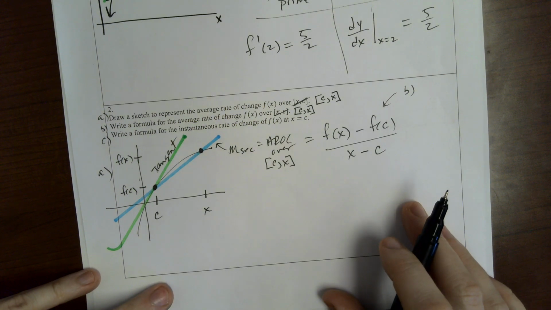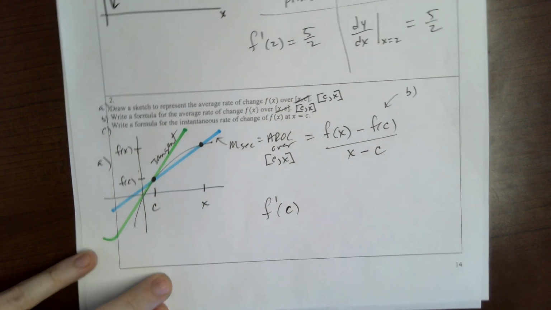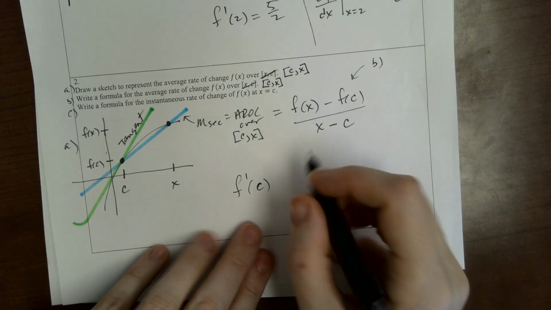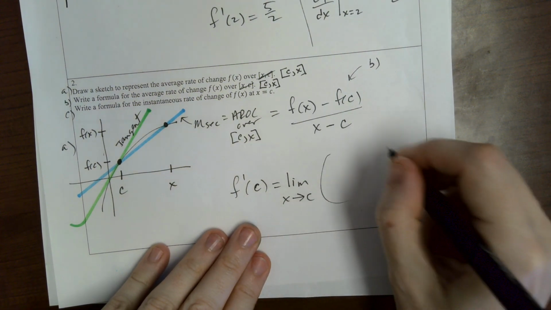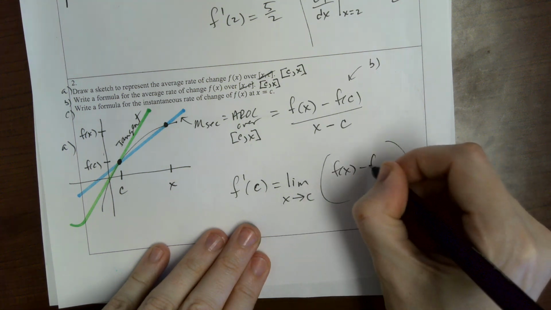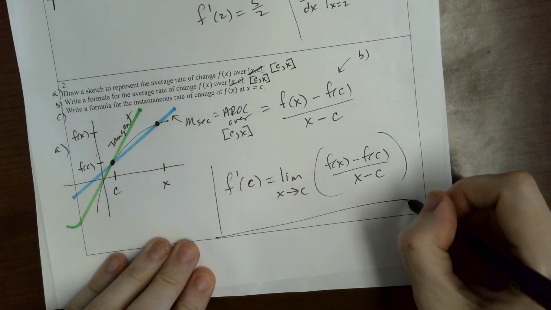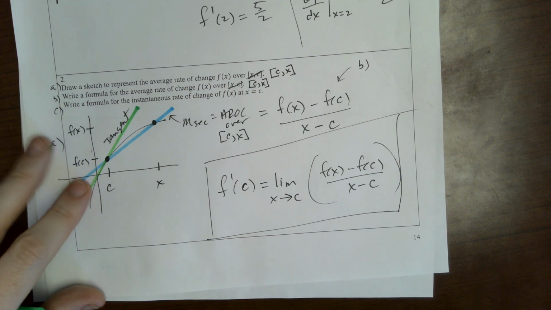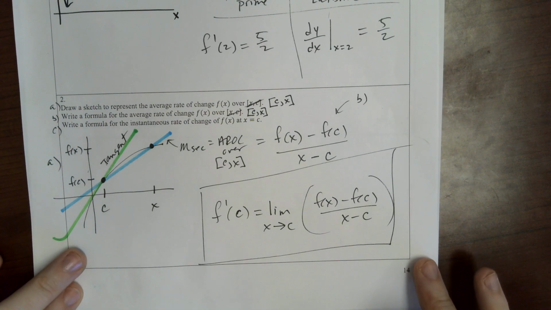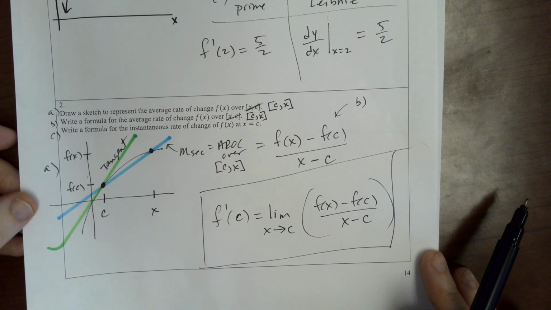So what you do, we'll say f prime of c, that's the instantaneous rate of change in prime notation at c, is equal to the limit as x approaches c of f of x minus f of c over x minus c. So we're going to be using this formula here to find the instantaneous rate of change. And a couple days from now, guys, we will have a big shortcut to using this formula.